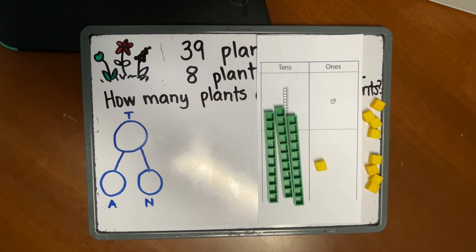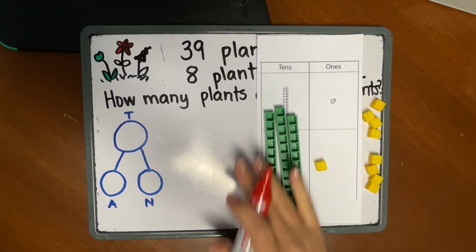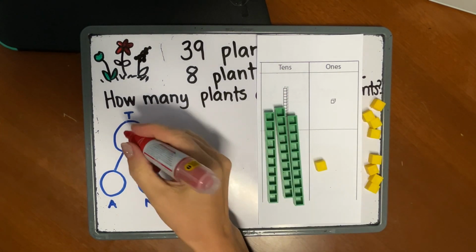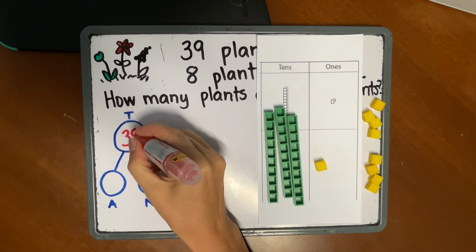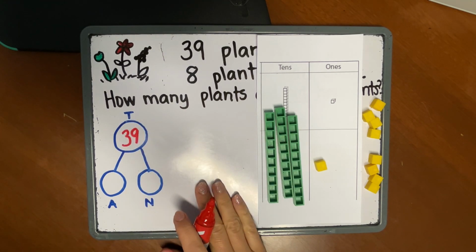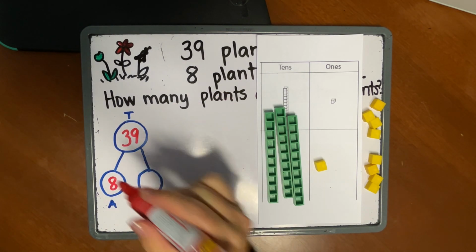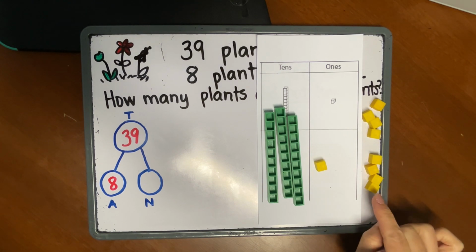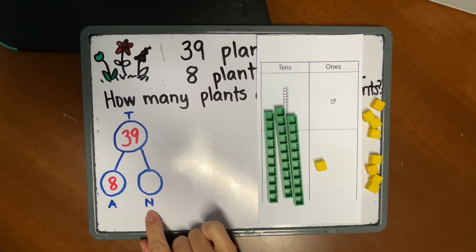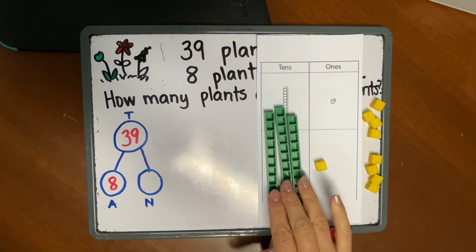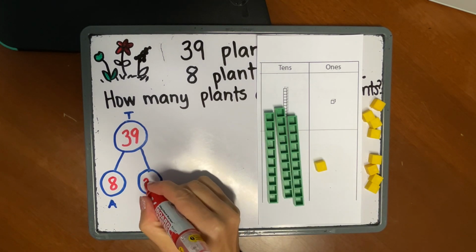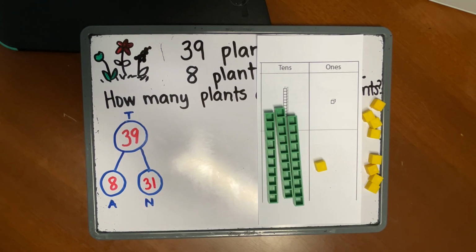Well, I know that all the plants together over here was actually 39 plants in total. The children did not see more than 39. And how many of them had ants on them? 8 plants had ants. I put them over here. And then how many did not? There were no ants. Well, I had 30 and 1. 31 did not have ants.